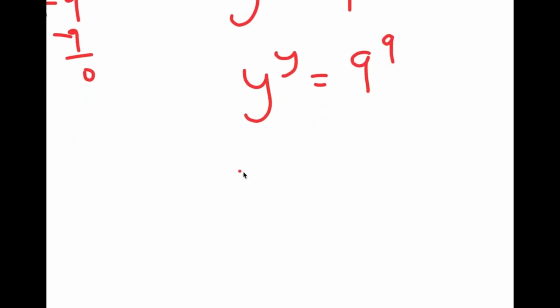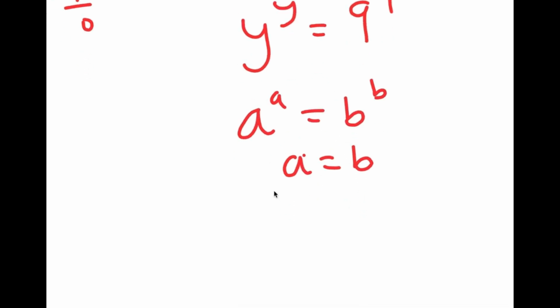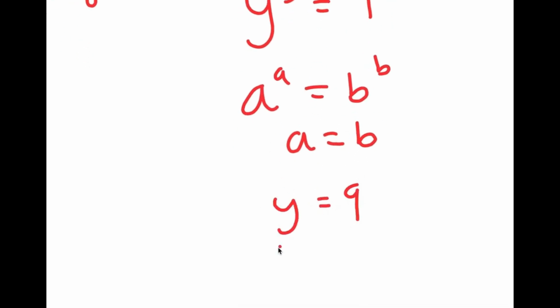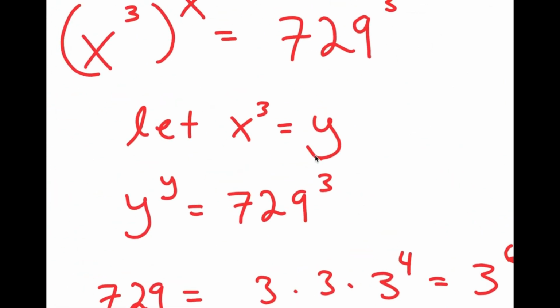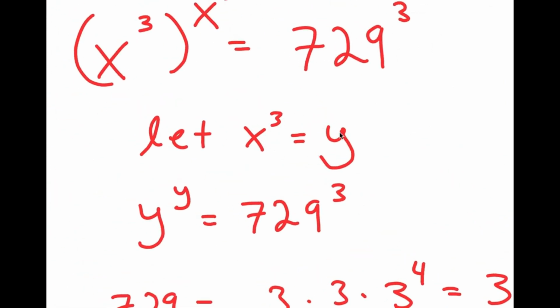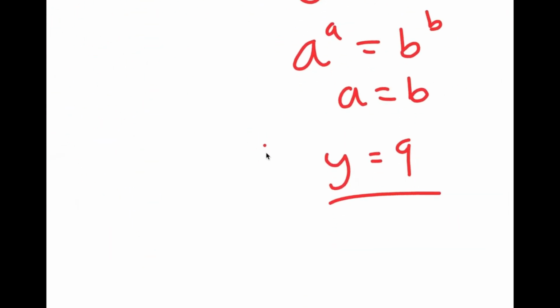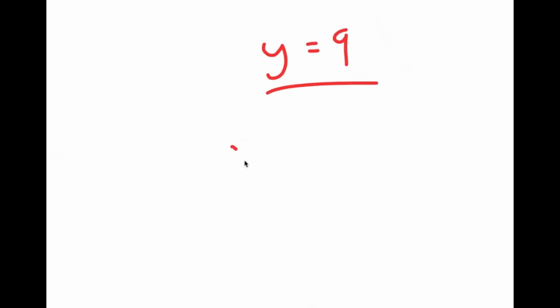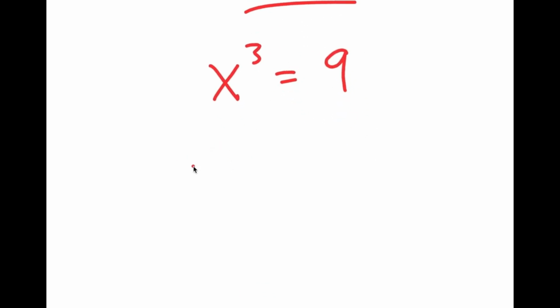And now I can use the property: if a to the power of a is equal to b to the power of b, this means that a equals b. So in this case, y is equal to 9. Now, recall how I let x to the power of 3 equal to y. Meaning, I get x to the power of 3 is equal to 9. So now to solve this, I'm going to take the cube root on both sides. So I get the cube root of x to the power of 3 is equal to the cube root of 9.